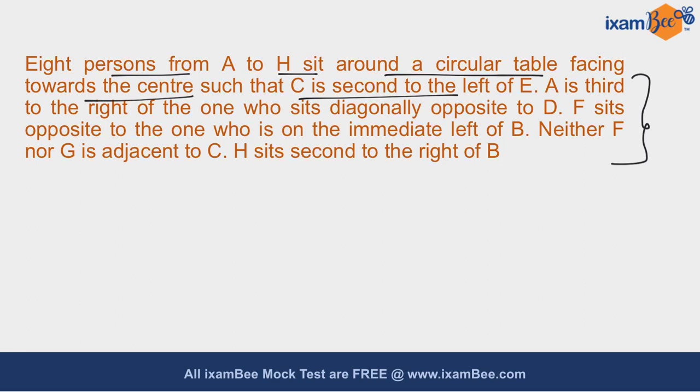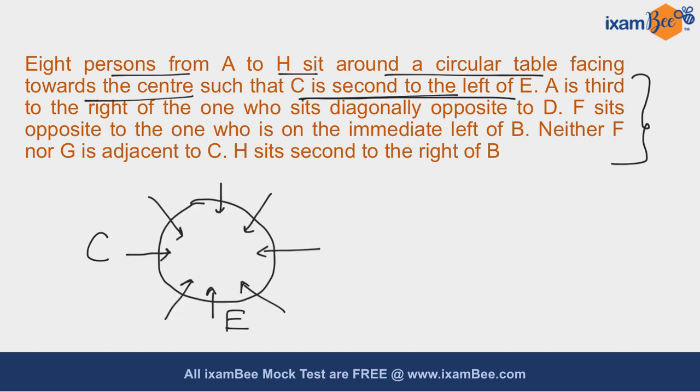So let us comprehend statement by statement and try to solve this particular question. It is given to you that C is second to the left of E. On the basis of this statement we can draw a diagram, and accordingly you will get this. Now it is given to you that neither F nor G is adjacent to C. So clearly you can't place G and F over here because they are not adjacent to C.